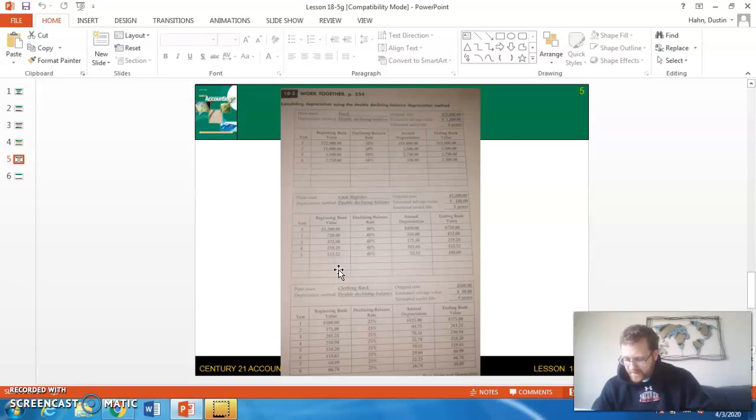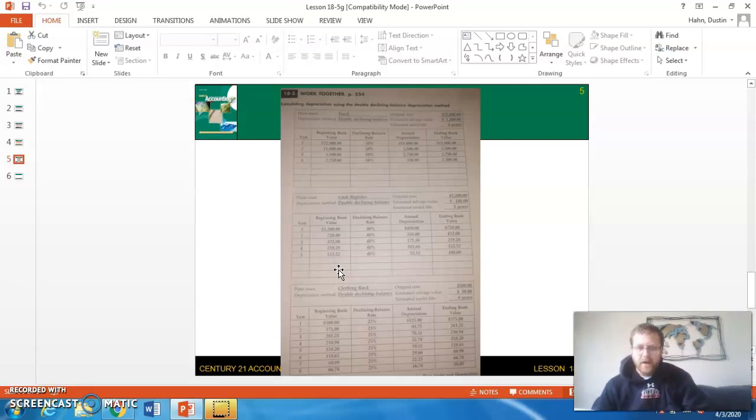The depreciation tables for Clearwater. Where are we at? Number 1. Complete the depreciation table for each of the following plant assets purchased during the current year. Use the double declining balance depreciation method. Round the amounts to the nearest cent.